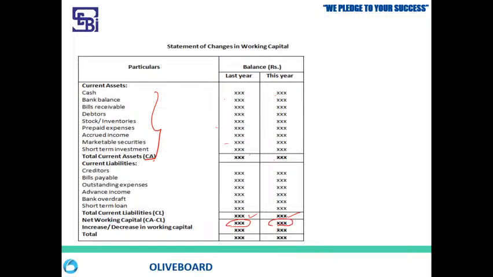Now, how do I find out increase or decrease in the working capital? So I'll compare two periods, right? This working capital minus this working capital will give me whether it is an increase or decrease. All right. So how do I find out? Current asset minus current liabilities, I will get the working capital for that particular period. Then I will compare this with the previous period and I'll get to know whether I have any increase or decrease in the working capital, and that's how your statement of changes in the working capital will be prepared.